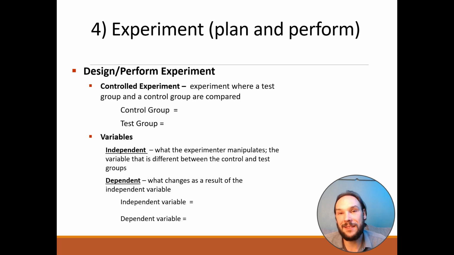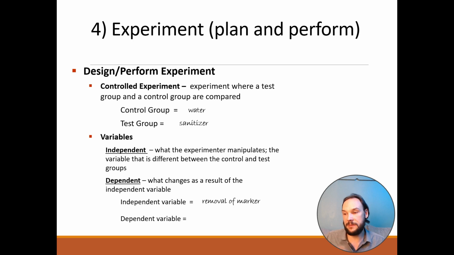Okay, now that you had some time to think about these variables, let's have a look at what I came up with. So for the control group, I would actually suggest some water, because water doesn't have any isopropyl in it, so it would be a good control group. And therefore, the test group becomes the hand sanitizer, the rubbing alcohol, whatever you have at hand.